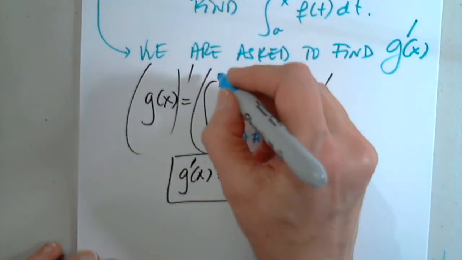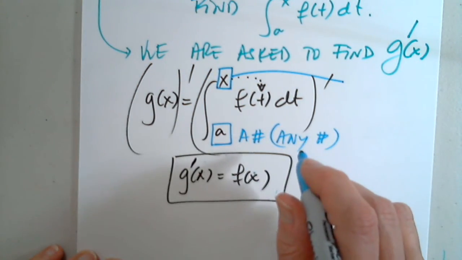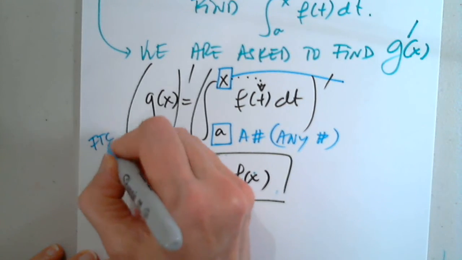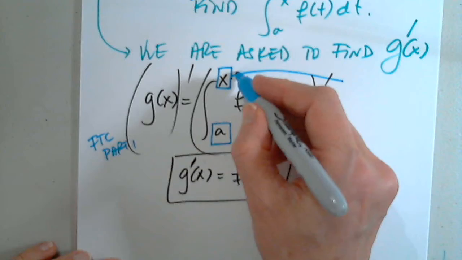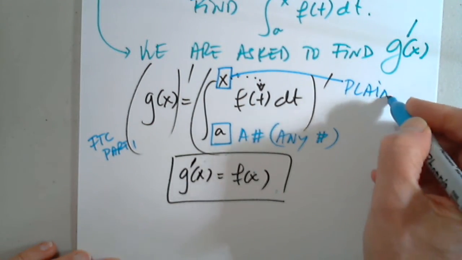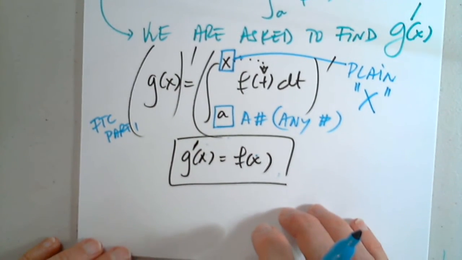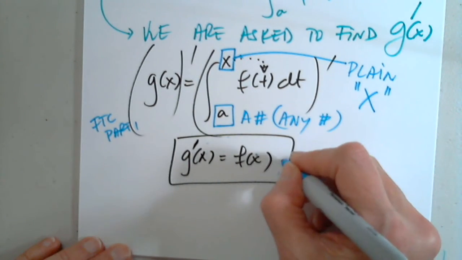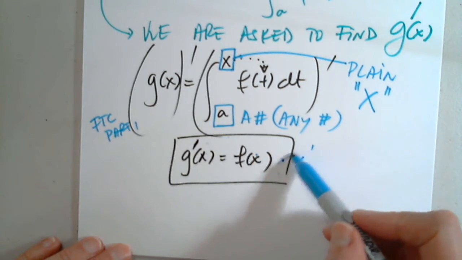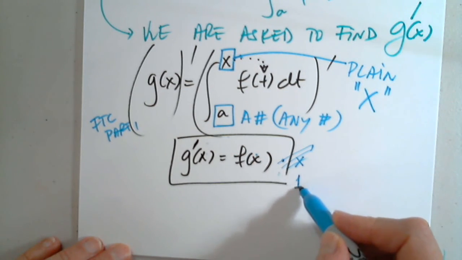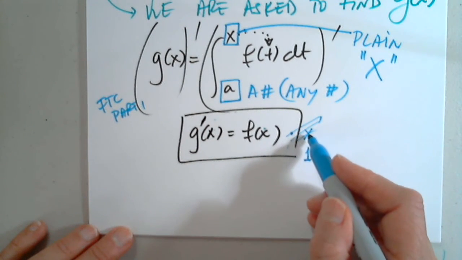The other thing is, notice that in the formula, in the fundamental theorem of calculus part 1, so this is FTC part 1, this is plain x. But what if it's not? Because it's plain x, I should have multiplied by x prime. But because it's plain x, this is 1. So there is no need. That's the inner function prime.